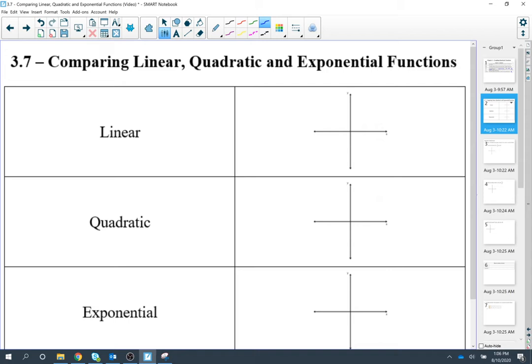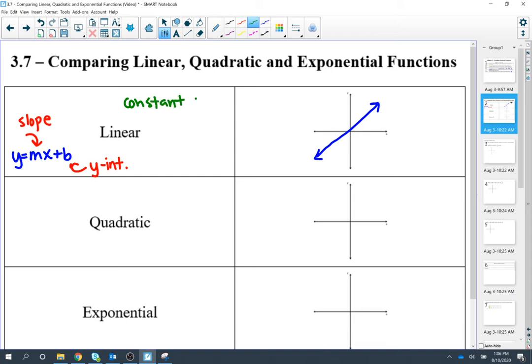and exponential functions. So linear, graphically, straight line. It can be moved up, it can be moved down, but that's our linear graph. We've got y equals mx plus b. M, if you forgot, is your slope. B is your y-intercept. And then if we're talking about rate of change, what we need to remember for linear is that we have a constant rate of change.